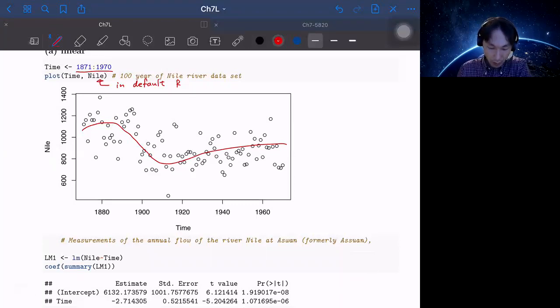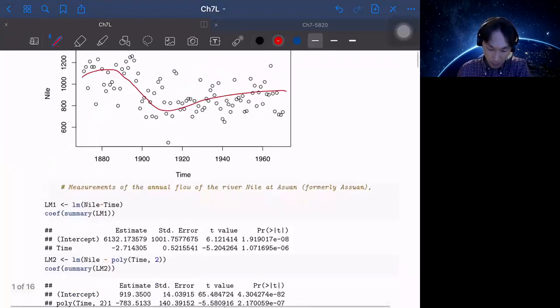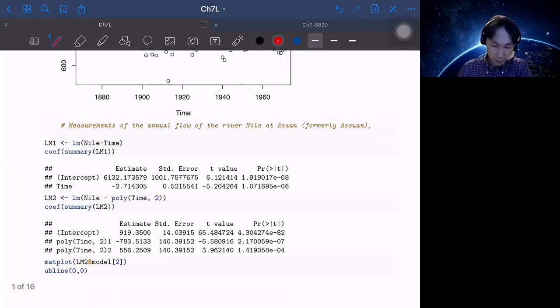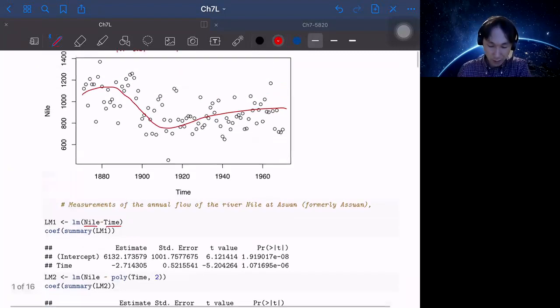Okay, and yeah, time is time. So, linear regression. If we fit the Nile on time, that means we assume a linear trend. I don't know what the curve is, but maybe like this.